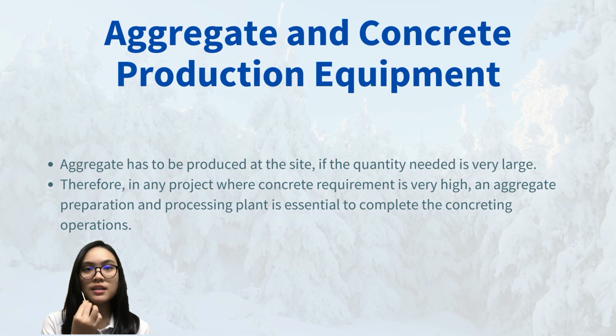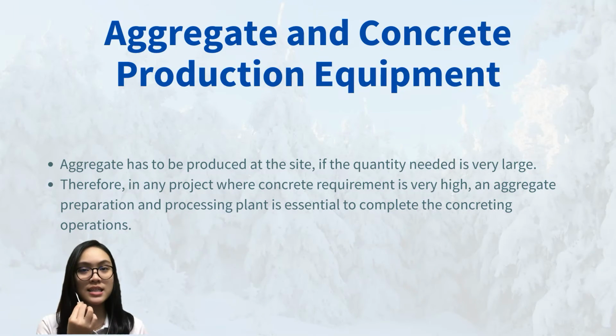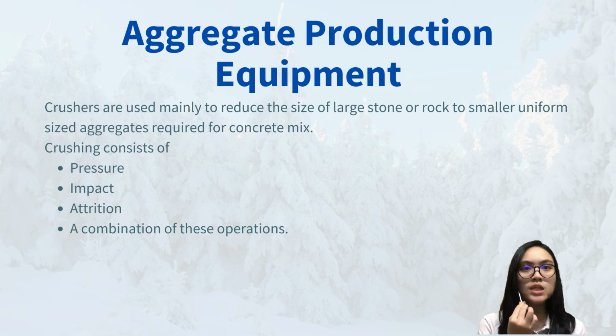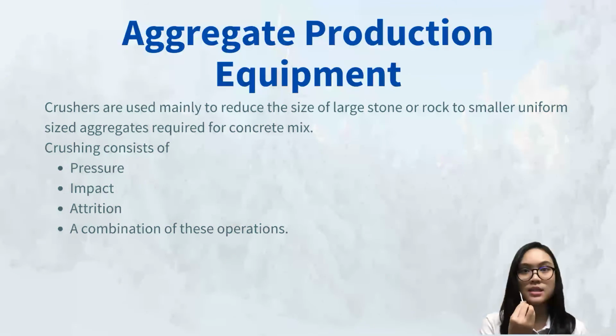For this topic, aggregate has to be produced at the site if the quantity needed is very large. Therefore, in any project where the concrete requirement is very high, an aggregate preparation and processing plant is essential to complete the concreting operations. Crushers are mainly used in aggregate production equipment to reduce the size of the large stone to a smaller uniform size aggregate required for concrete mixing.